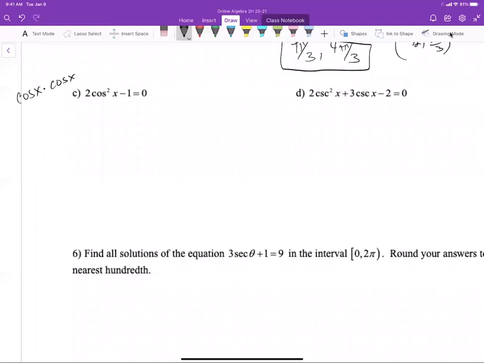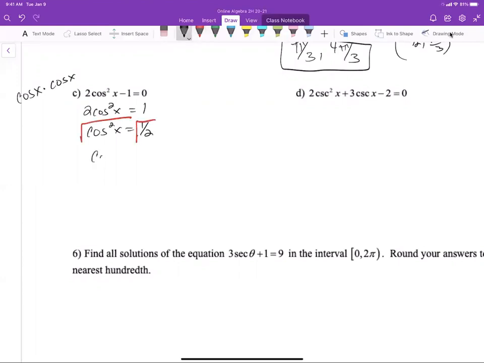Okay, sorry, I got interrupted. So here's what we're going to do. We're going to isolate this cosine squared of x. So I'm going to add 1 to both sides of the equation. Cosine squared of x is equal to, add 1 to both sides, that'll give me 1. Then I'm going to divide both sides by 2. Cosine squared of x is equal to 1/2. How do I get rid of a square? I take the square root of both sides.